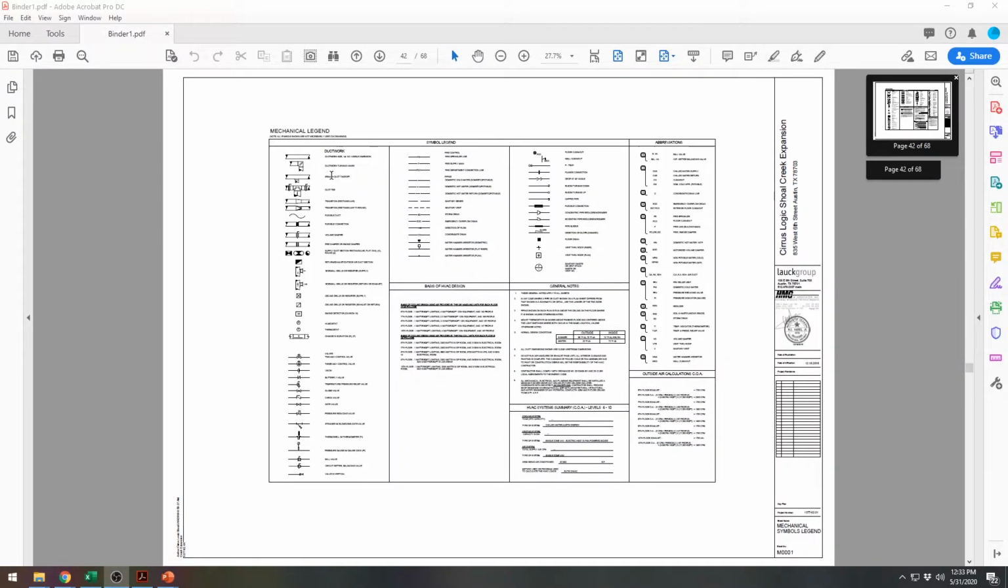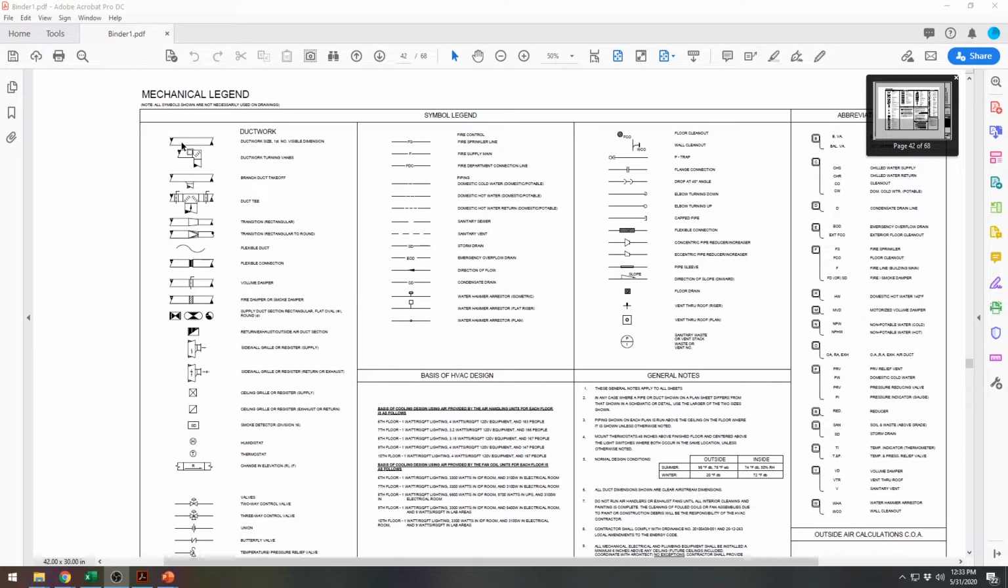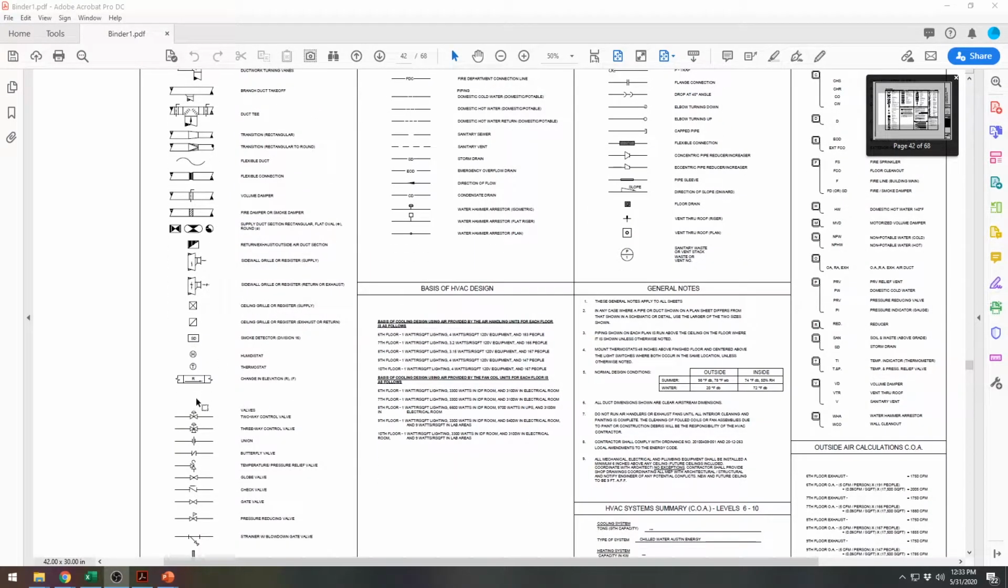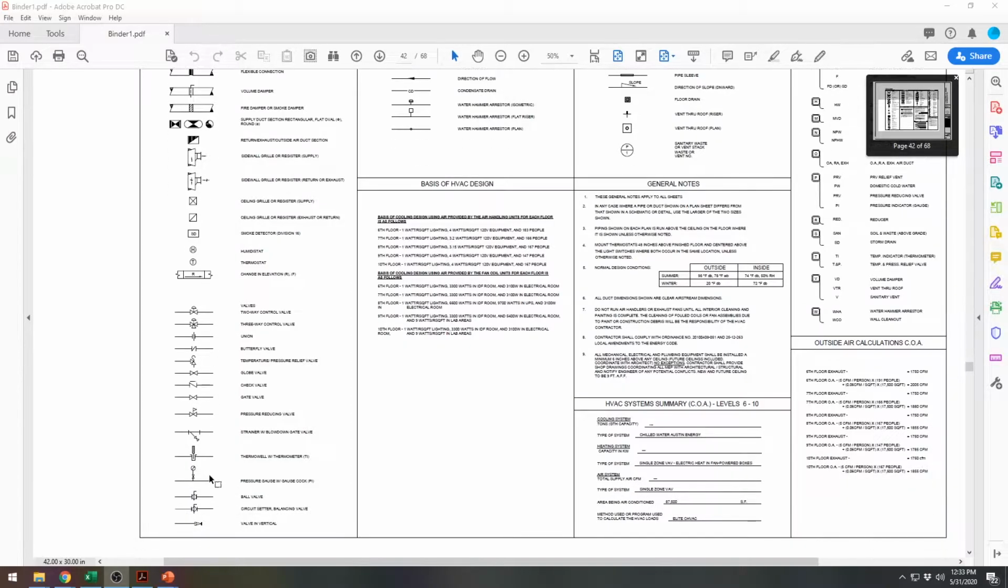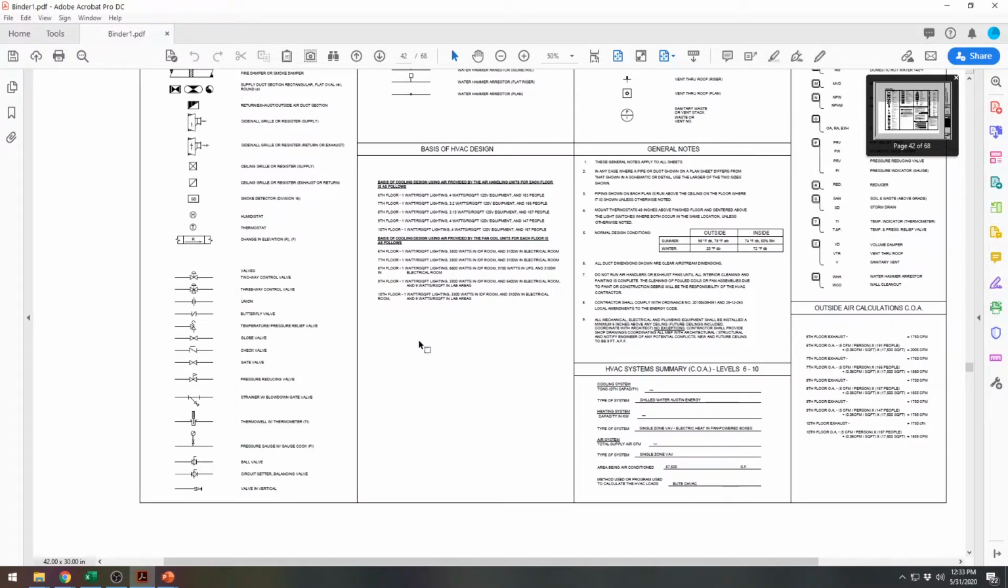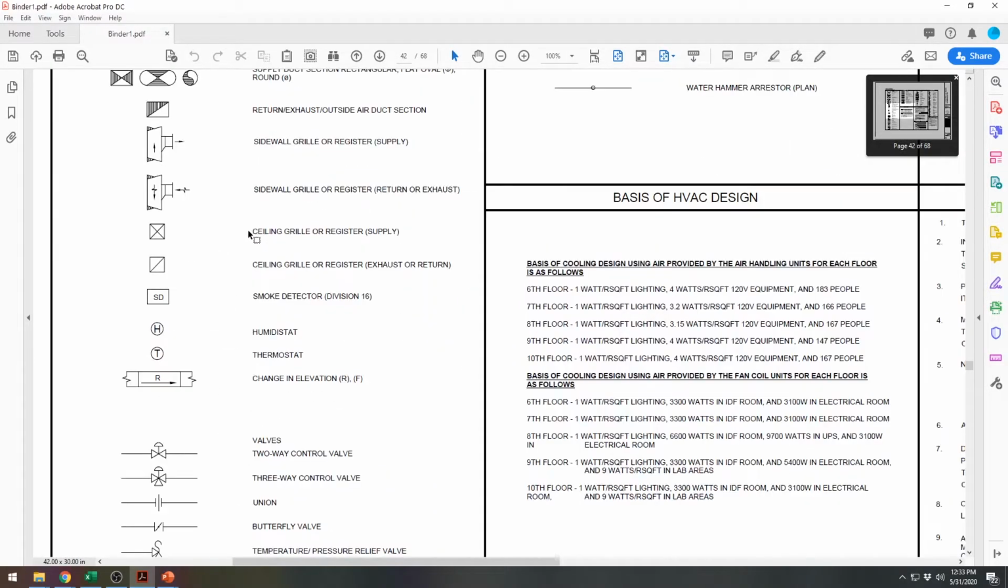Then we look at the mechanical. So this is once again the symbols legend. Everything on the drawings should be on this schedule. So if the contractor is starting to build something and they see this symbol, let's go look at the symbols legend. That's a ceiling grille or supply.